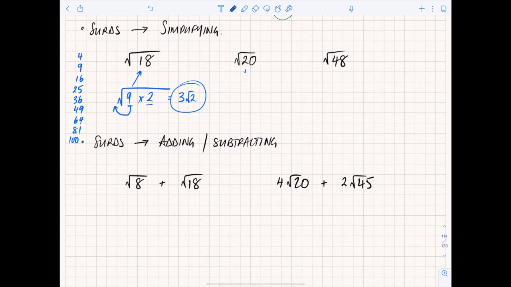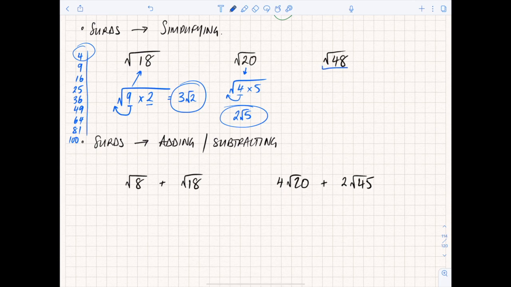So let's look at the next one. Same thing, root 20. What we're looking at is what numbers in this list here go into 20. Well, 4 goes into 20. So I can say straight away 4 times 5 gives me 20. Remember, it's square root because we're talking about surds. There is no square root of 5, so I leave that as it is, but there is a square root of 4. The square root of 4 is 2, so that becomes 2 root 5.